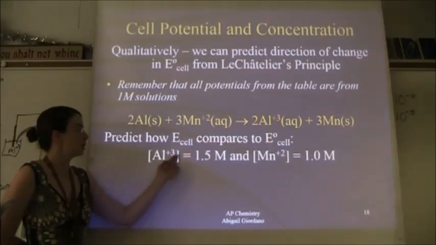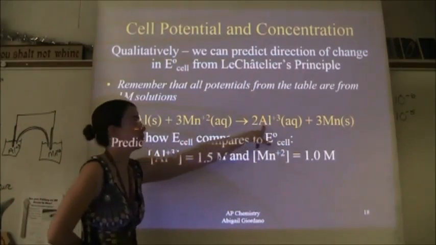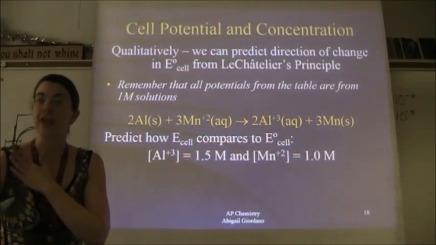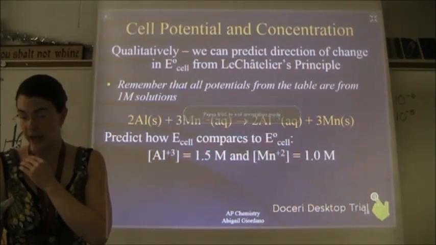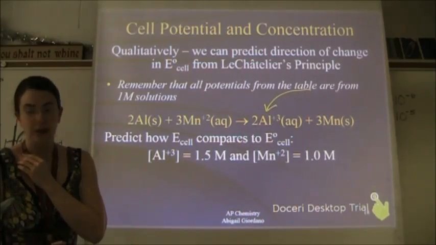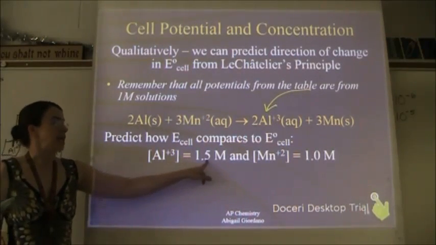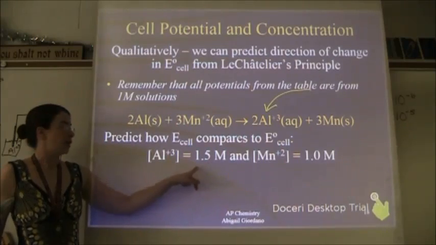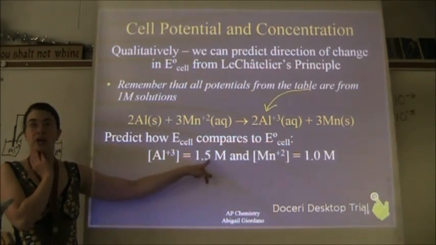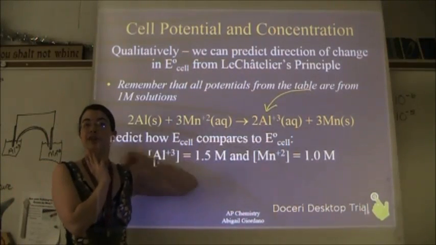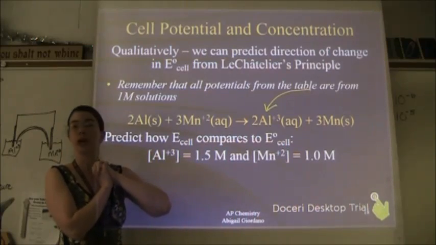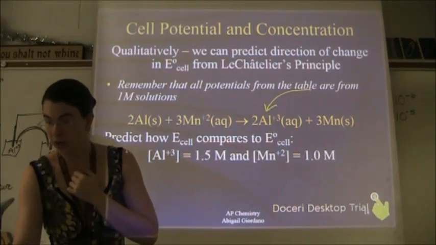So, okay, aluminum ion. Where is aluminum ion? Here it is. Think Le Chatelier. I have increased the amount of aluminum ion in this reaction. Will I get a shift? Yes or no? Yes. Which direction? To the left. Okay, great.